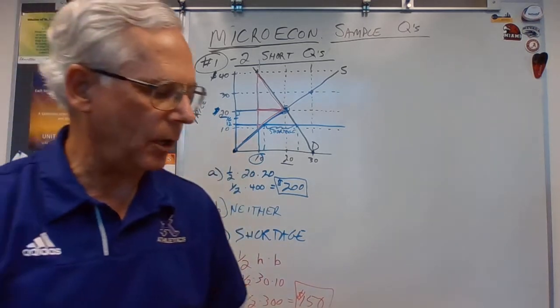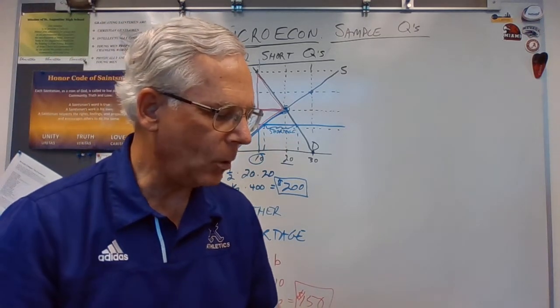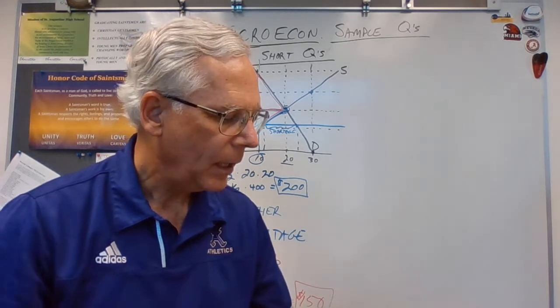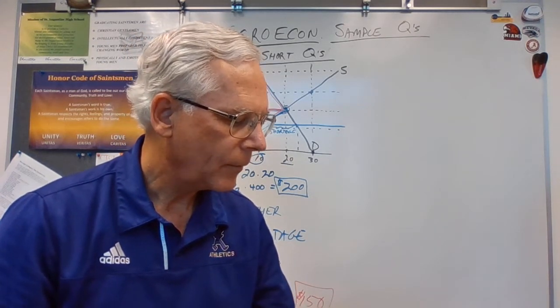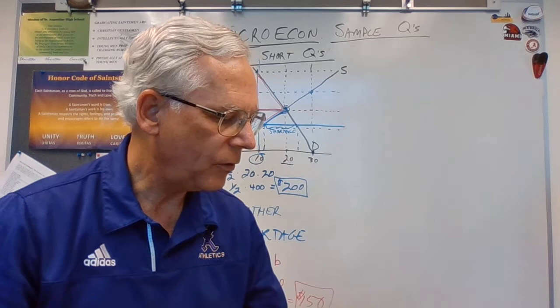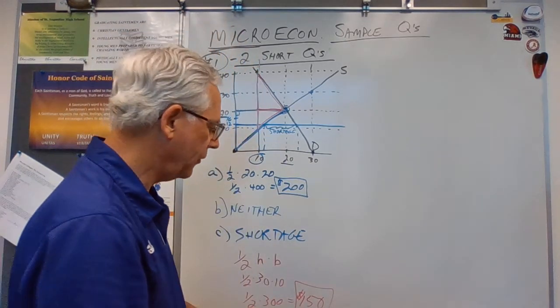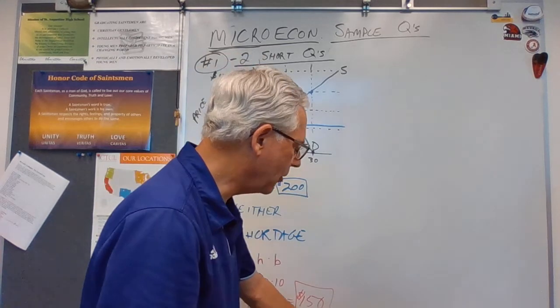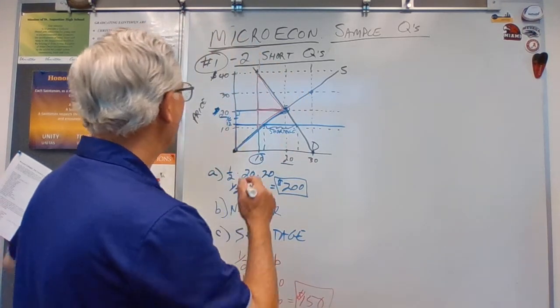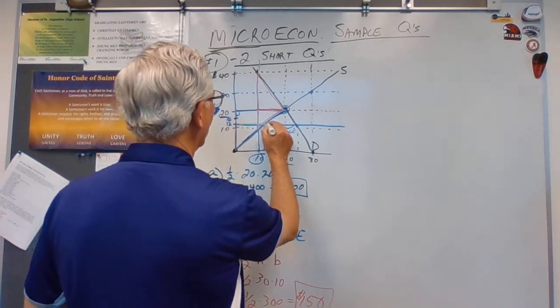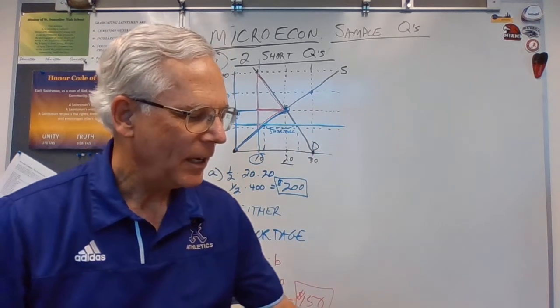$150 is the deadweight loss. Okay? Hopefully you calculated that. Assume the price decreases from $20 to $12. So now I'm going to go to a green marker. Price goes down to $12 here.